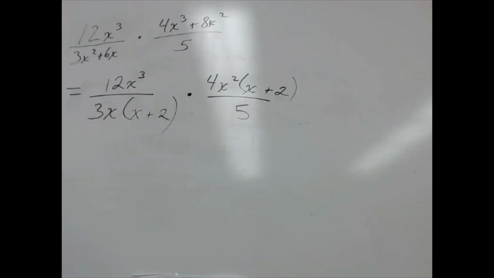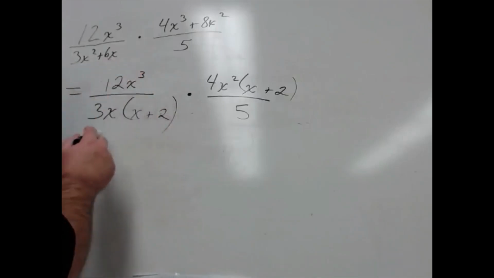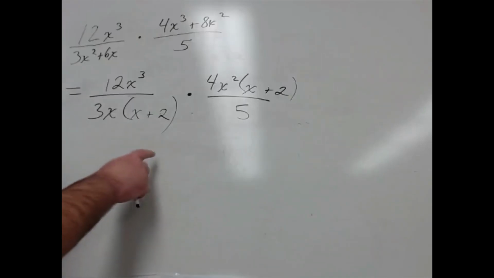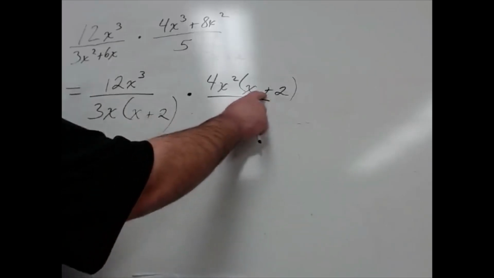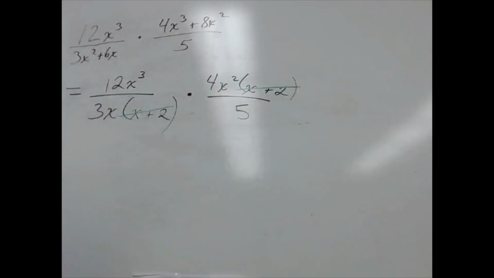And now, I just have a bunch of terms all multiplied together. So this is one term, 12x cubed. That's another term, 3x. So I can look at the numerator and the denominator and see if I can cancel off anything that's in common. The first thing that I notice right off the bat is that I've got an x plus 2 bracket in the denominator here, and it's up here in the numerator.